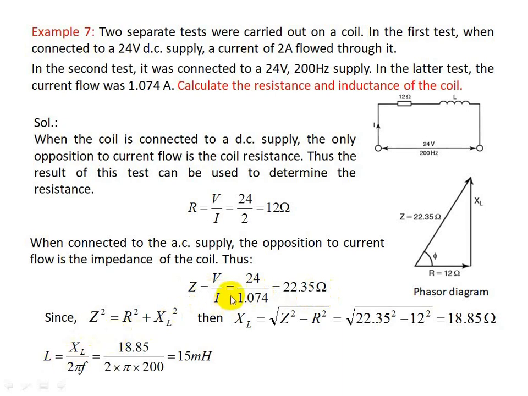So to find out inductance L, first we have to find out XL. So use this formula, Z square equals R square plus XL square. So XL is under the root of Z square minus R square. Z is known, R is known. So find XL, it is 18.85 ohms. So from this, equate this XL to 2 pi F and find out inductance L. L will be XL by 2 pi F. So substitute all the values, you will get this value as 15 millihenry.